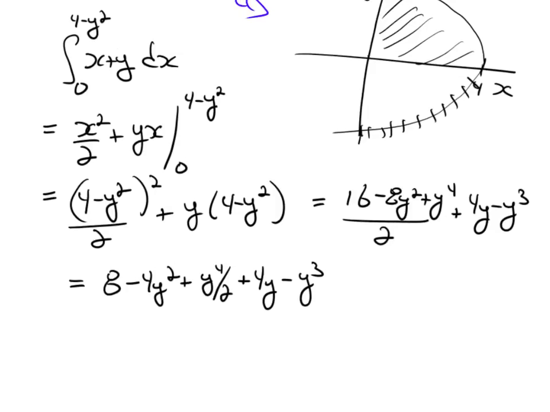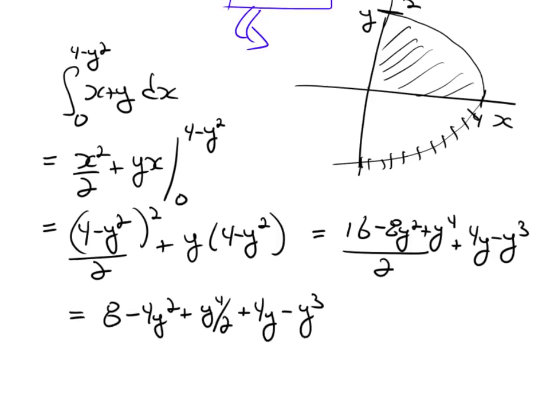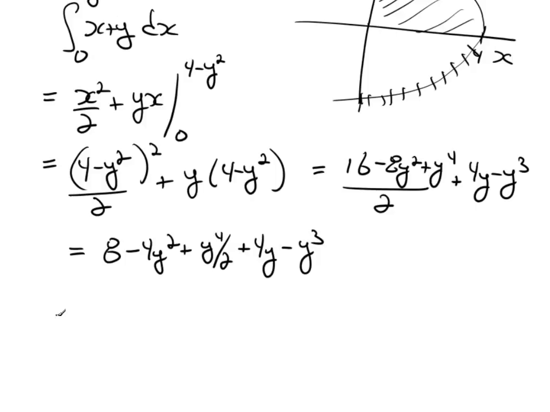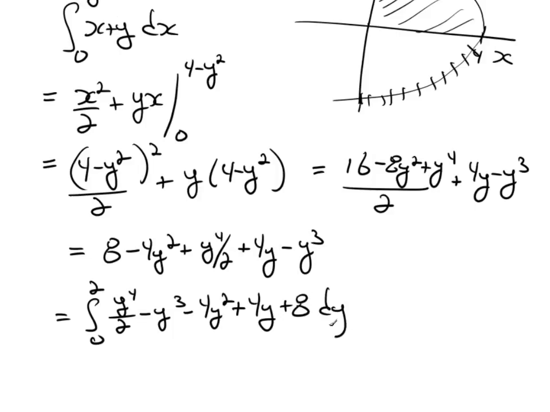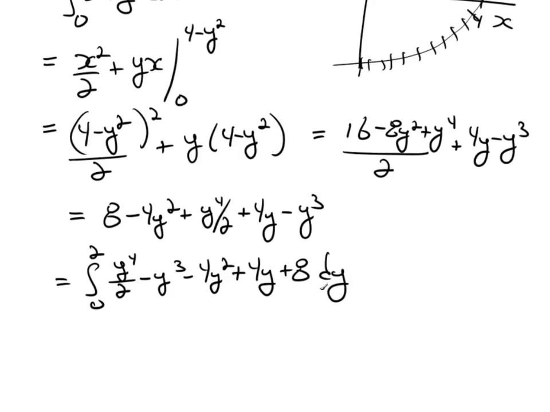Yeah, I guess that's going to be easy to work with. It may not have been. Let's see, what do I have? 0 to 2. So let's integrate this with respect to y from 0 to 2. So the integral from 0 to 2 of y to the 4th over 2 minus y cubed minus 4y squared plus 4y plus 8 dy. I simply wrote this in descending order. Didn't really have to. I just felt like it while I was doing it.